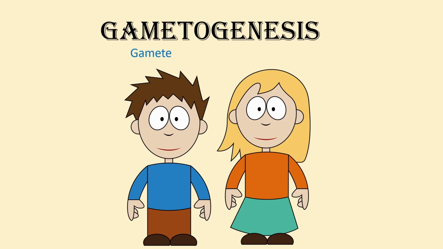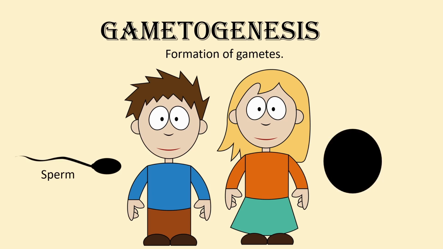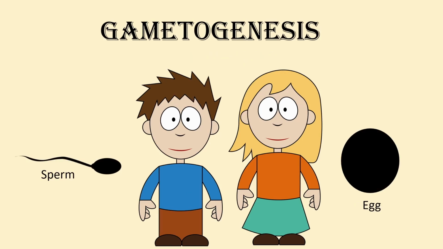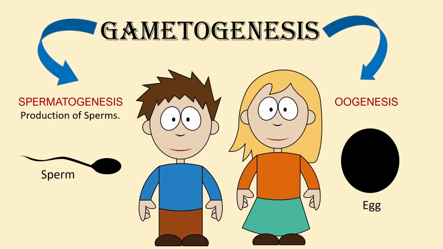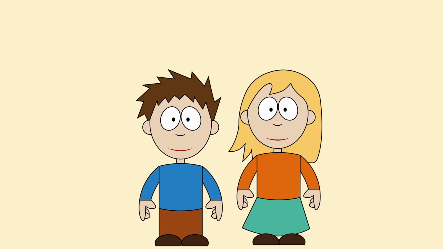We know that the sex cells are sperm in males and ova or egg in females. And genesis means formation or origin. So gametogenesis literally means formation of gametes. In simple words, it is a process by which sperms and eggs are produced in living organisms. Gametogenesis in males is known as spermatogenesis since it involves the formation of sperms. And gametogenesis in females is known as oogenesis since it involves the formation of eggs or ova.